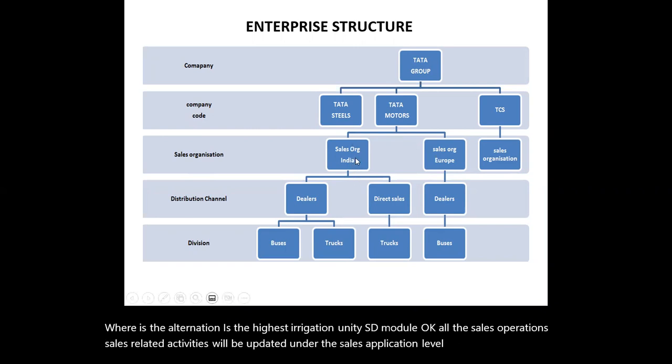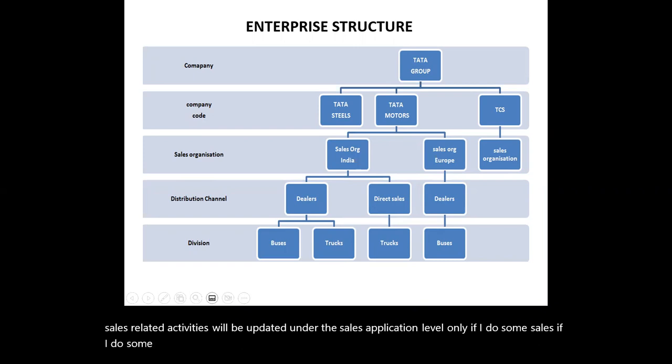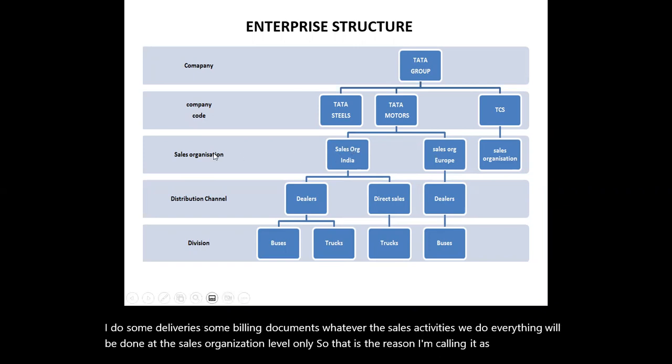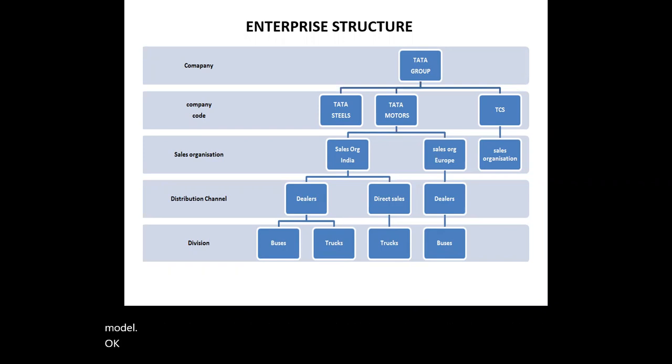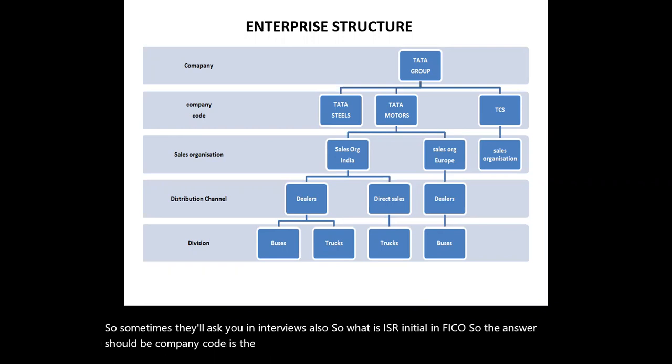If I do some sales, some deliveries, some billing documents, whatever sales activities we do, everything will be done at the sales organization level only. That is the reason I'm calling sales organization the highest organization unit in the SD module. Sometimes they'll ask you in interviews, what is the highest organization unit in FICO? The answer should be company code. And the sales organization is the highest organization unit in the sales and distribution model.